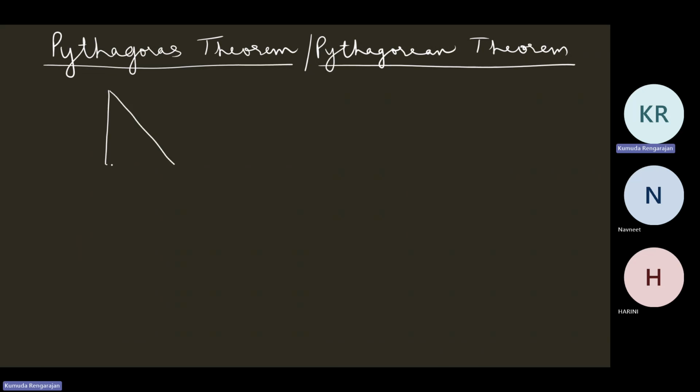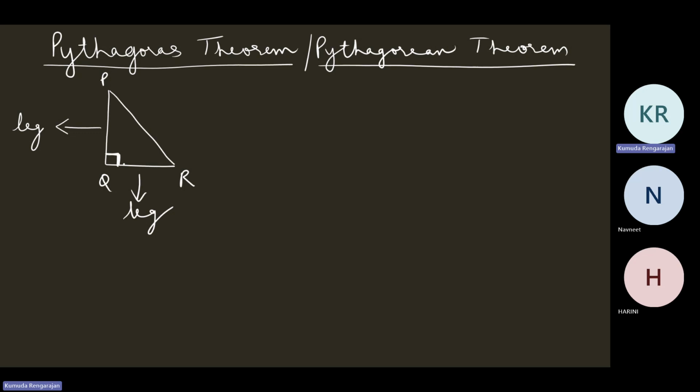Consider a right triangle PQR, right angled at Q. PQR is a right triangle, right angled at Q. Now, the sides containing the right angle are called the legs of the right triangle. So QR is a leg of this triangle PQR, and PQ is also a leg of this triangle PQR.